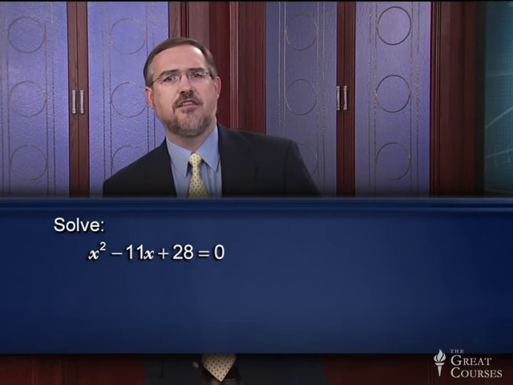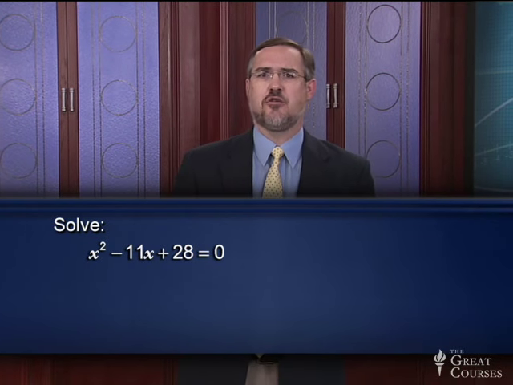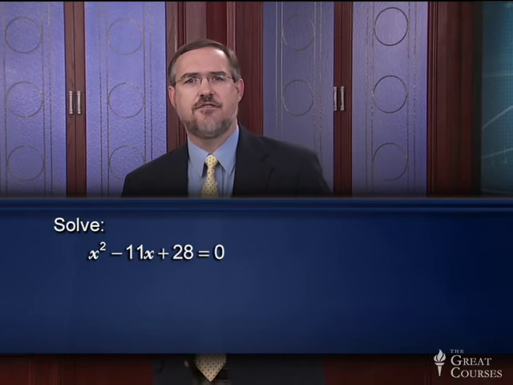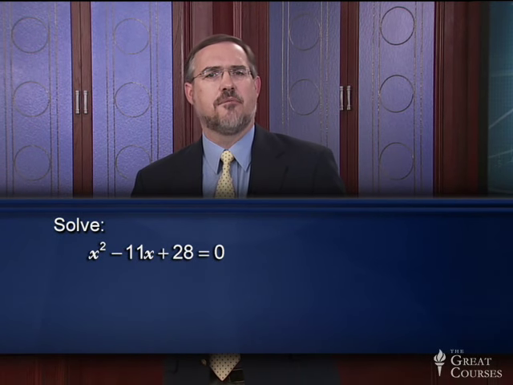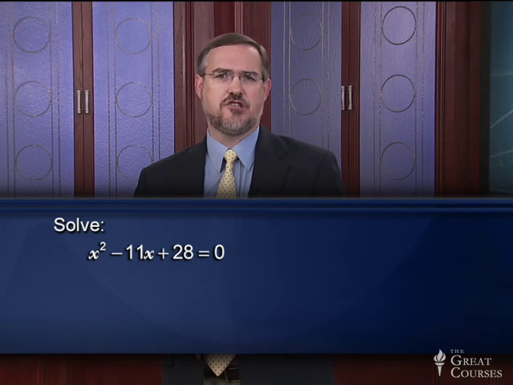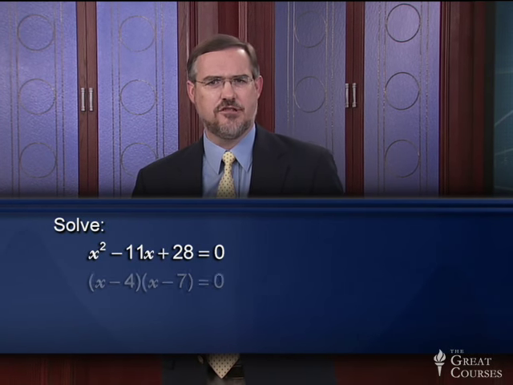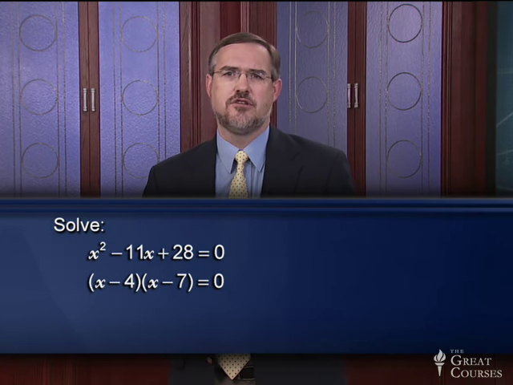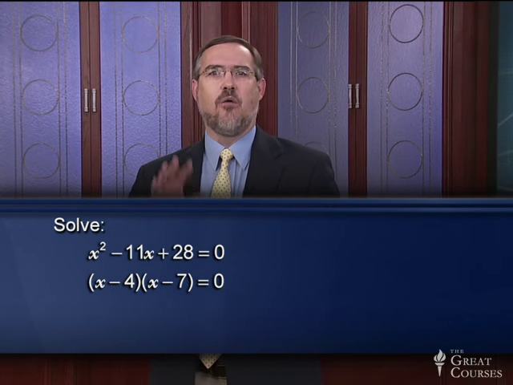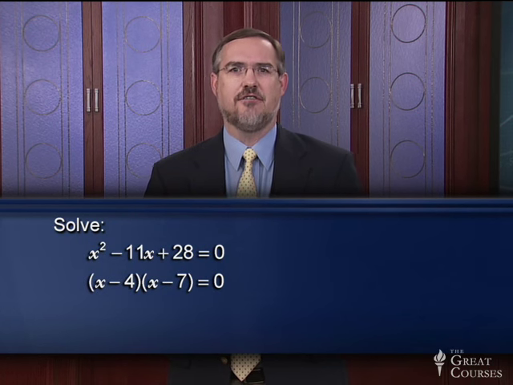Okay, we want to find the values of x which make this equation true, and the first way I want to do it is by factoring the left-hand side of the equation. So I'm going to write down x squared minus 11x plus 28 equals x minus 4 times x minus 7. Did you get that factoring? I hope you did. Now, we've seen that already. We know how to factor.